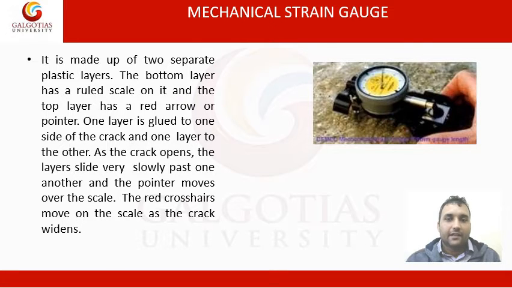First is the mechanical strain gauge. It is made up of two separate plastic layers. The bottom layer has a ruled scale on it and the top layer has a red arrow as the pointer. One layer is glued to one side of the crack and the other layer to the other side. As the crack opens, the layers slide slowly past one another and the pointer moves on the scale. The red crosshairs move on the scale as the crack widens.